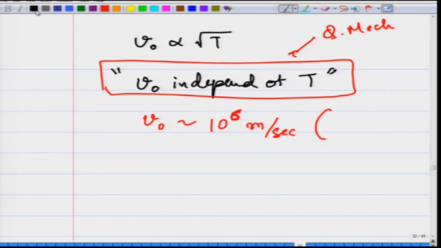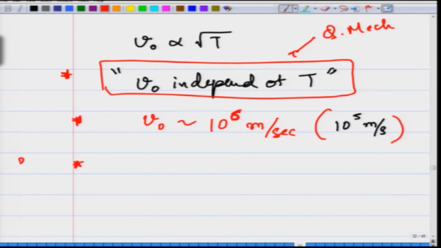And if you recall that using the Drude model of Maxwellian statistics, we had 10 raised to 5 meters per second. So, it is at least 10 times larger. There is a 10 times increase in V naught. These are some of the problems that are not explained by the Drude model: the mean average velocity of the electron inside the solid is much larger than 10 raised to 5, it is 10 times larger. V naught is independent of temperature.